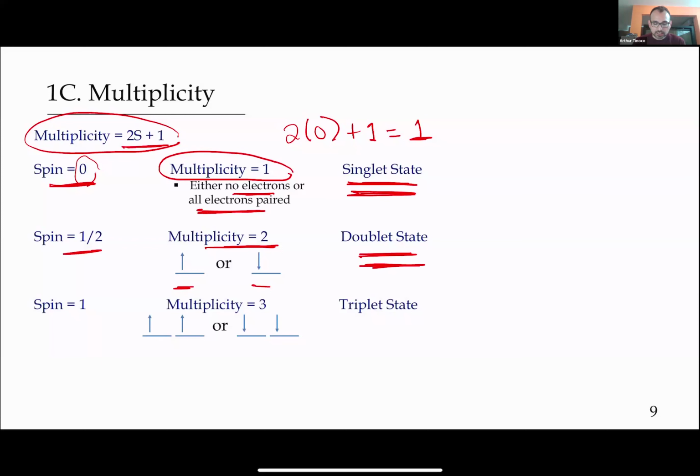What about a spin of 1? A spin of 1 means that you have two unpaired electrons. They can be spin up in two different orbitals, or spin down in two different orbitals. You plug the spin into the multiplicity equation, and you get a multiplicity of 3, and that is a triplet state. So basically, multiplicity is a way of simplifying the spin value to define the state, whether it's singlet, doublet, or triplet. It's a representation of the spin, but it also simplifies how we define the state into these integer values: singlet, doublet, triplet.